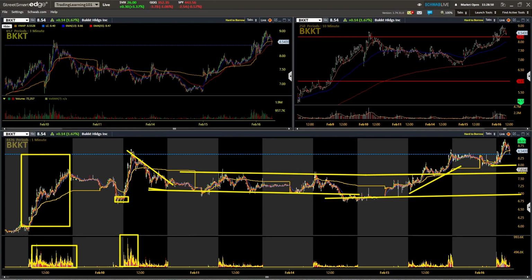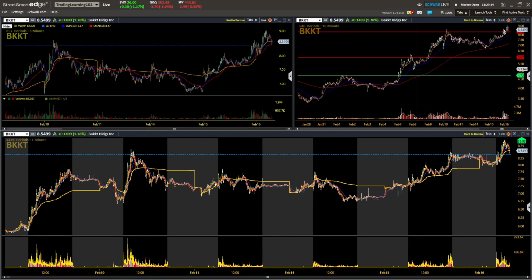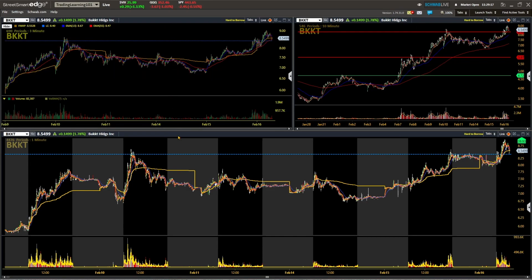I'm able to identify and put together ideas and plans by simply zooming out and looking at the history, how this stock likes to move up and down, what levels it's currently at, and where it's at in its current trading. There's a lot more to it than that though. You have your 10-minute time frame, your 3-minute time frame.